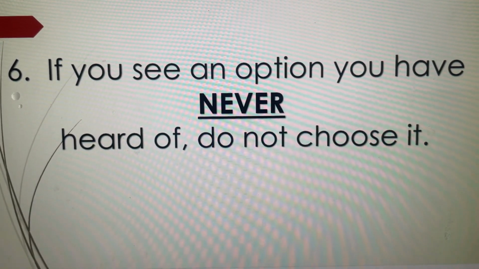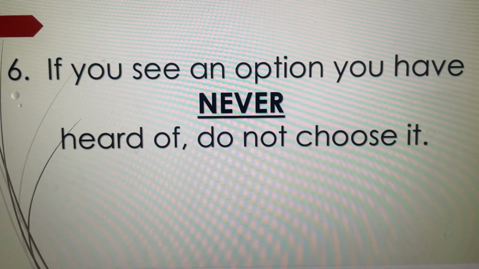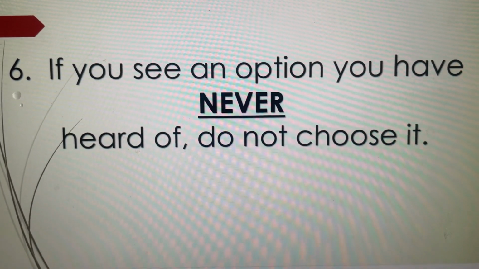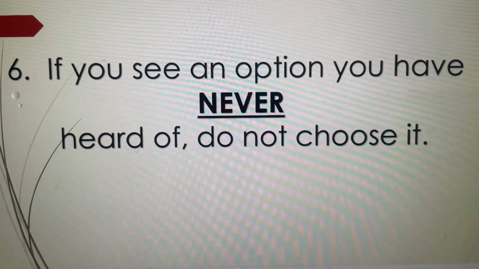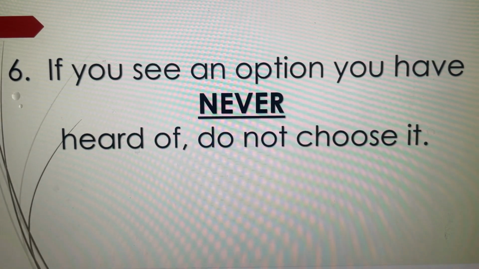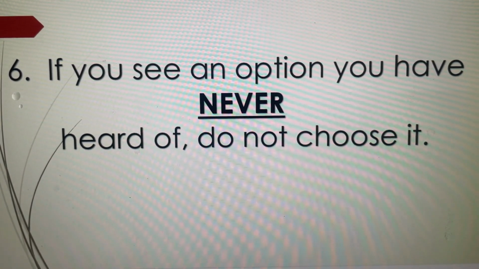We're continuing our series of the NCLEX RN test taking strategies. Today I will be focusing on number 6 and 7. I'll be combining both since they're pretty short.